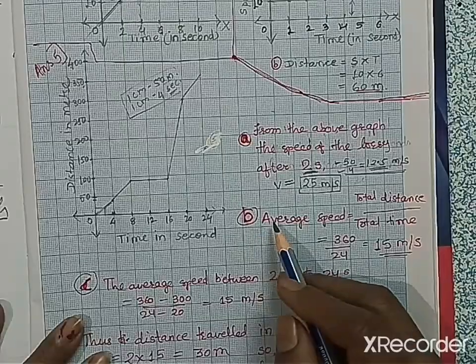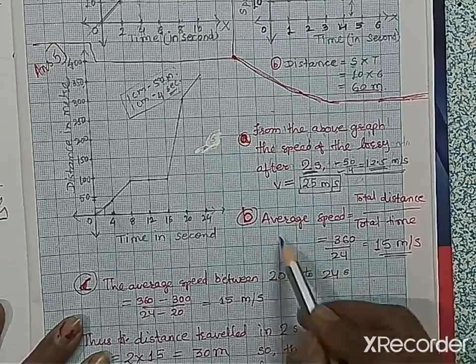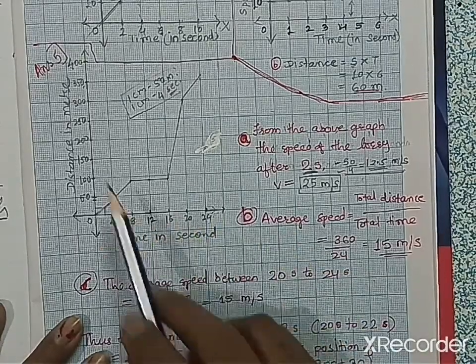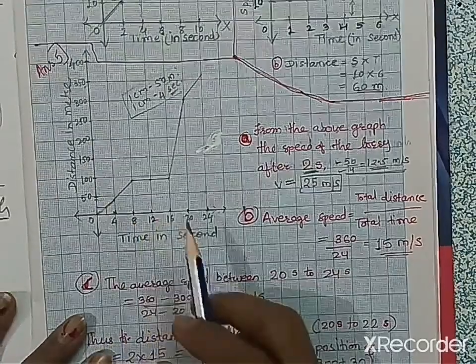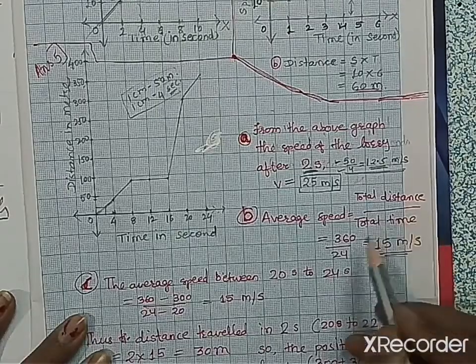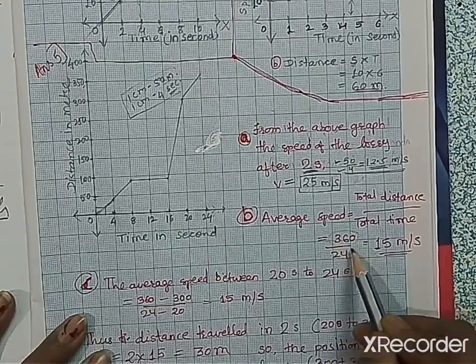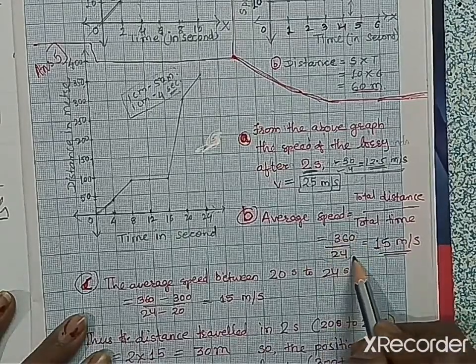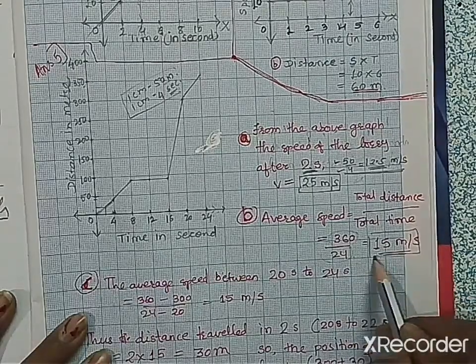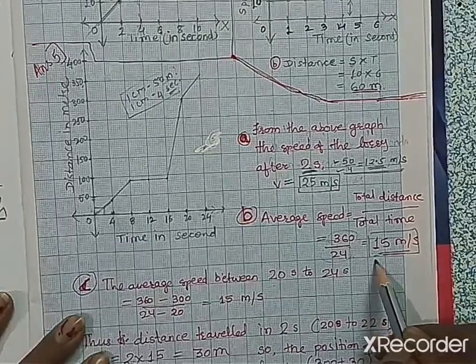And second is the average speed of the whole journey. We have to find out the average speed of the whole journey, that is, 24 seconds, 360 meter is covered. Average speed is equal to total distance upon total time, that we know. 360 is the total distance and 24 seconds is the total time taken to cover this distance. So the answer is 15 meter per second is the average speed of this lorry.